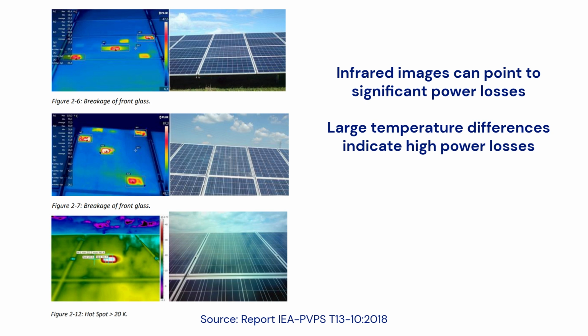In contrast, infrared images can clearly reveal modules with high local temperatures, which point to significant power losses and technical risks. In general, large temperature differences indicate high power losses, while smaller differences suggest lower losses. Overall, infrared imaging provides a clear overview of the quality of a solar park under operating conditions, as it allows nearly 100% of the solar modules to be checked for defects that could reduce power output.